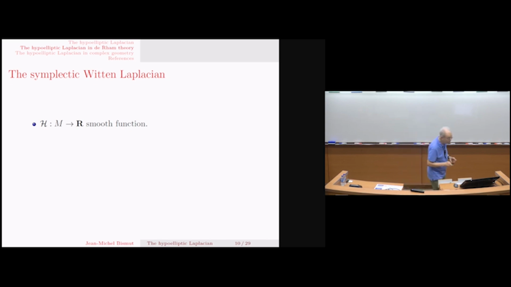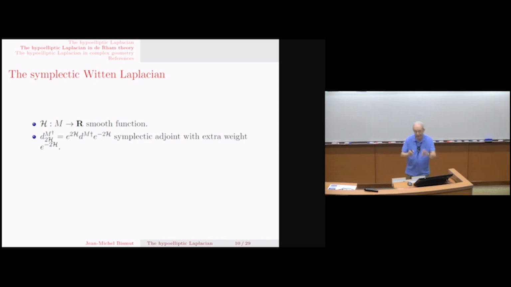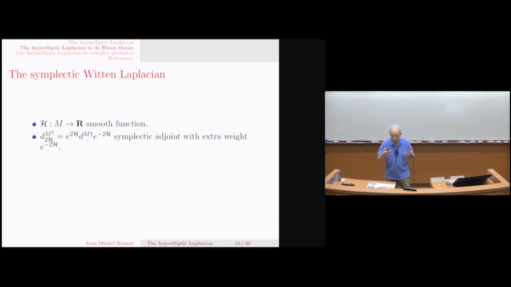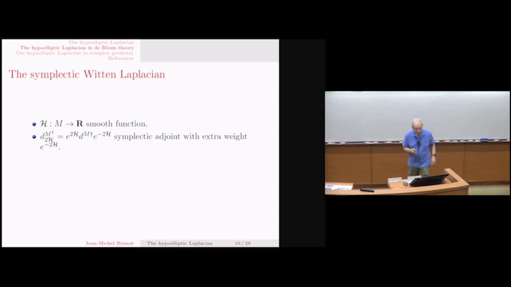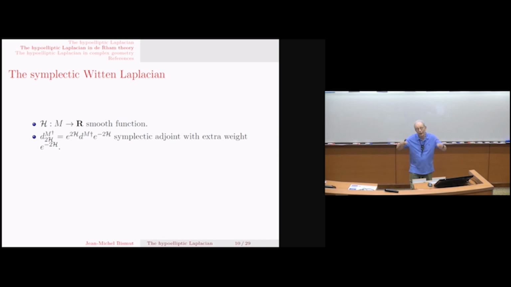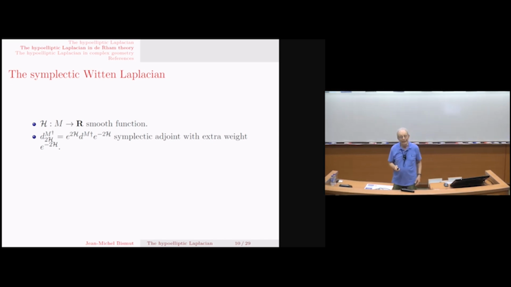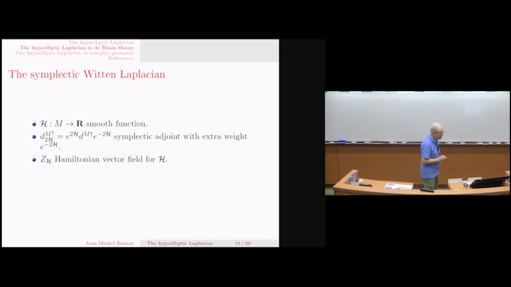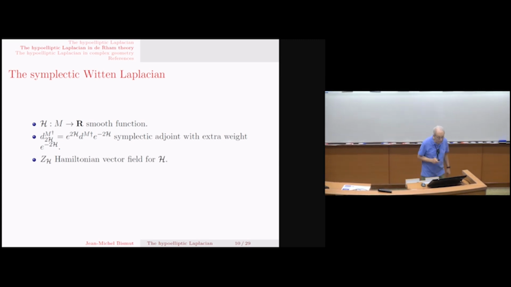In the symplectic pairing, we are going to correct the symplectic form, or symplectic pairing, by the exponential of a function. In other words, you give yourself a function h, a smooth function from M into R, and now you take the symplectic adjoint, but taking into account this extra volume form. And so, what you find is the following.